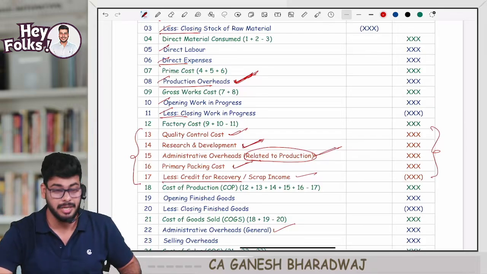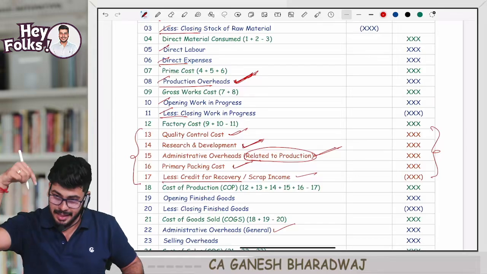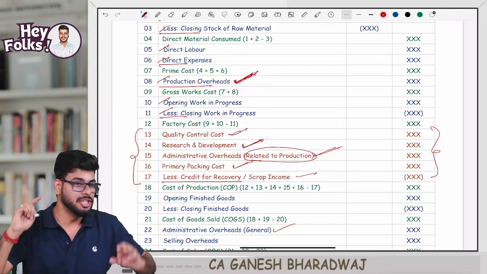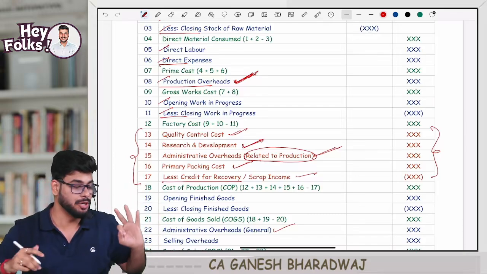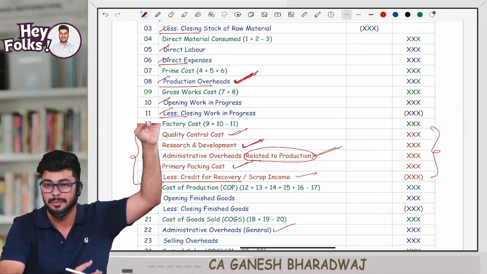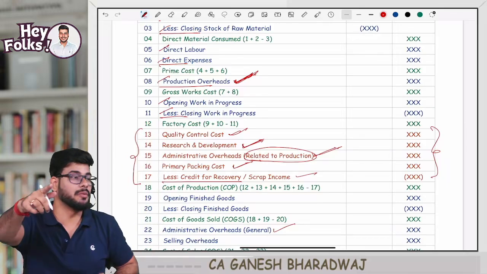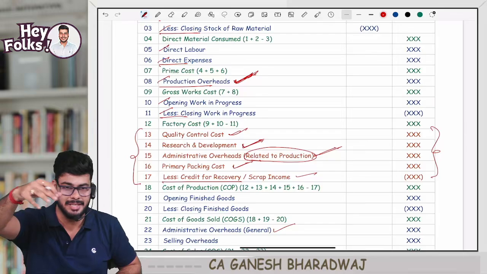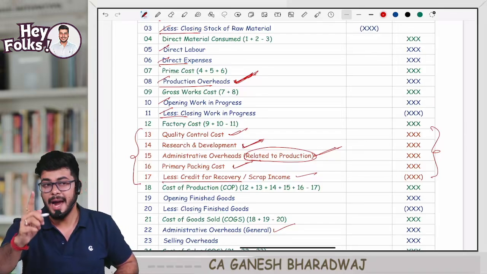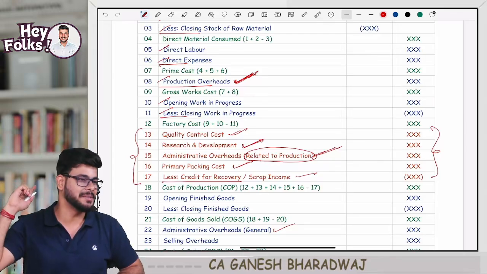So AOH related to production, what will you remember? The plant head, he is there in the factory, but in the AC room. So there are three types of workers in a factory. One is the assembly line worker, door fitting, direct labor. Then the supervisor, production overheads. Then your overall boss in the factory, the plant head. Where does he sit? In the factory, but in an AC room. Administration overheads related to production. Are you all clear with this?